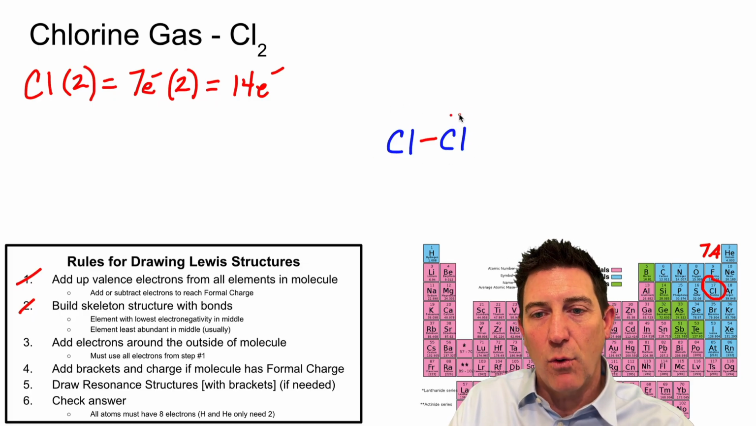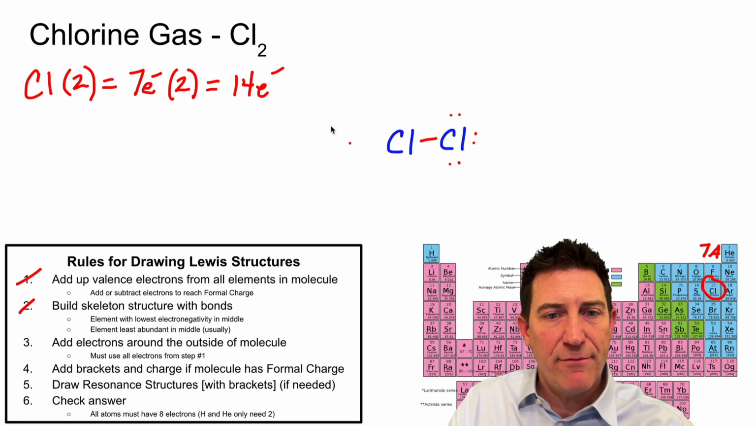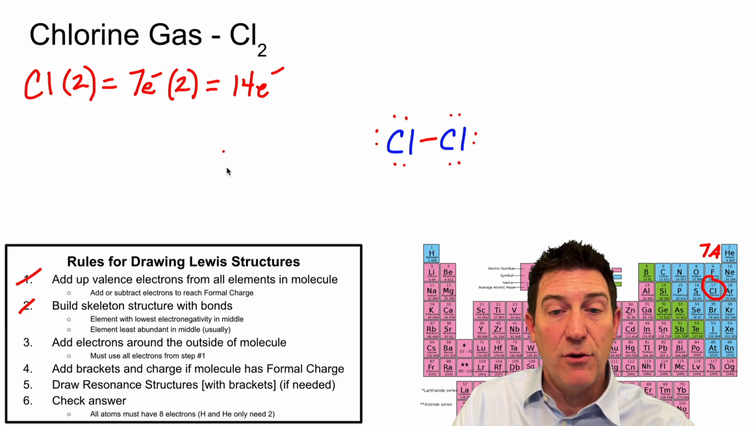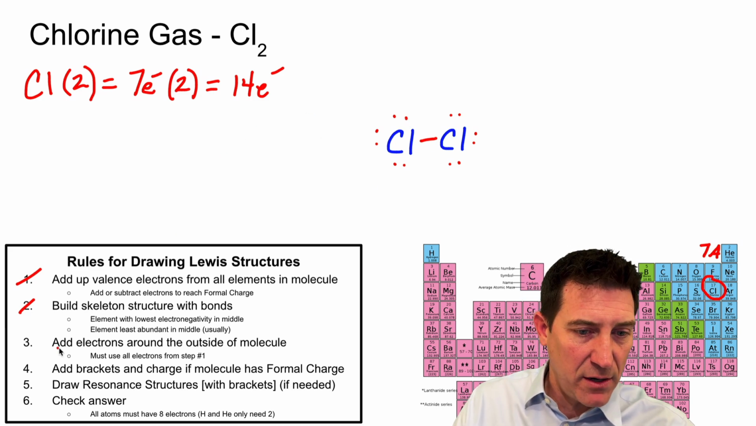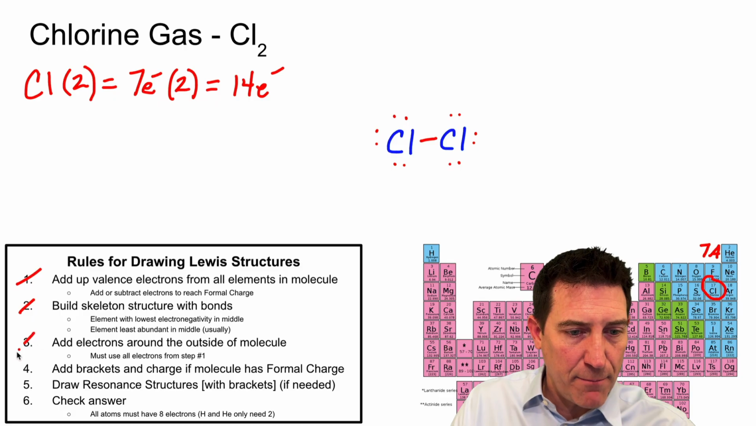2, 3, 4, 5, 6, 7, 8. Okay, I've used 8 total, but I need to get to 14. 9, 10, 11, 12, 13, 14. Oh, look at that. I've used up 14 electrons. So let's come down here. I used all of them from step 1.